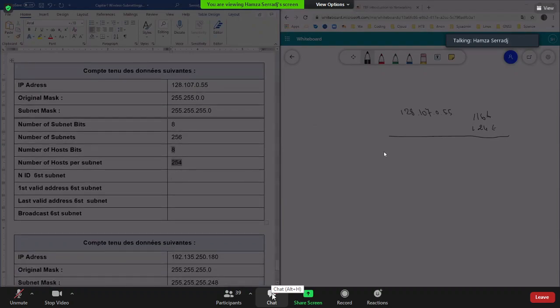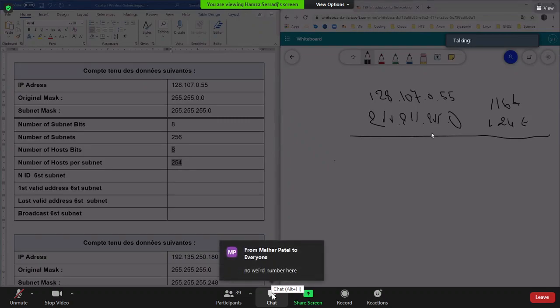Okay, the sixth network ID. Where do I increment, guys? Here's my subnet mask, 255.255.255.0. The third. Why the third? No weird number here. Yeah, good, Malhar. Why the third, Jagjit? It's correct, but why did you say the third here? Why?